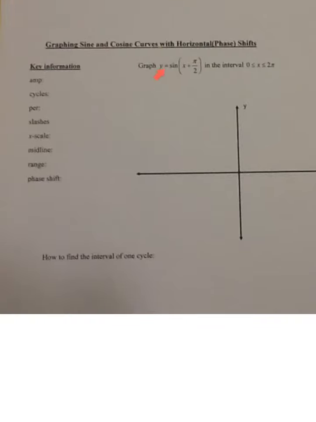Okay, so for the first problem, we're graphing y equals sine of x plus pi over 2, and we're graphing in the interval from 0 to 2 pi. So let's identify some of the features that we need to graph. The amplitude is the absolute value of 1, which is 1. The number of cycles is 1 cycle. The period is 2 pi over b, so that's just 2 pi. The number of slashes is 4 times b, which is 4 times 1, which is 4. Your x scale is 2 pi over the number of slashes, which is 2 pi over 4, which is pi over 2.